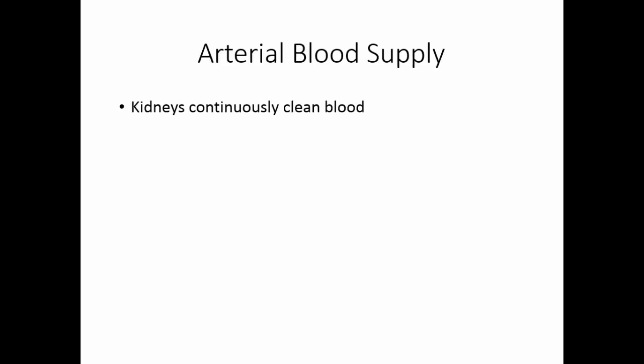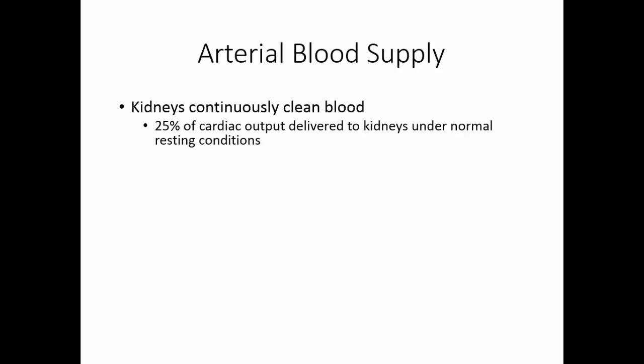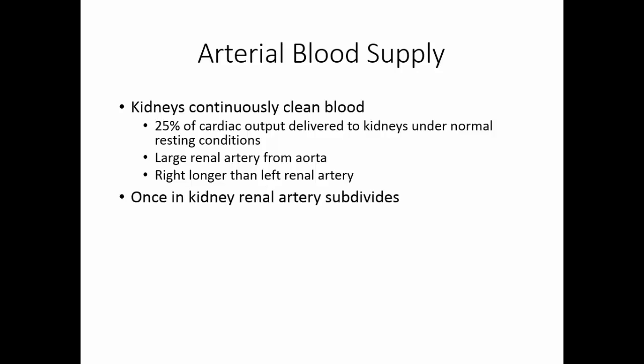The kidneys are continuously cleaning the blood. At rest, 25% of your cardiac output is normally delivered to your kidneys. This means that the renal artery is quite large as it branches from the aorta. Because of the location of the aorta with reference to the kidneys, the right renal artery is slightly longer than the left renal artery. Once the renal artery enters the kidney, it subdivides into the segmental arteries.